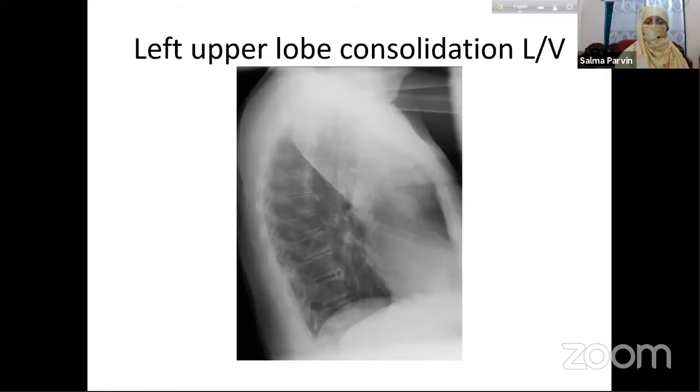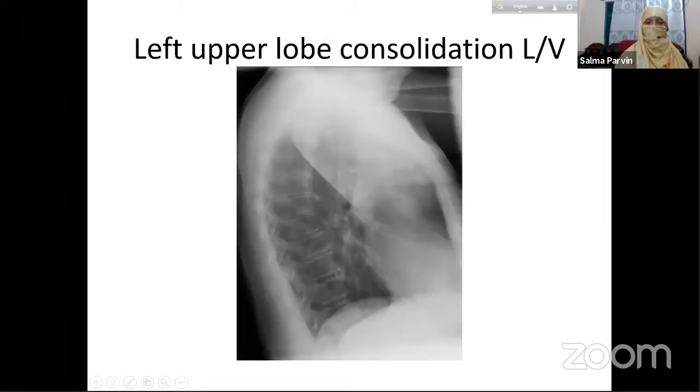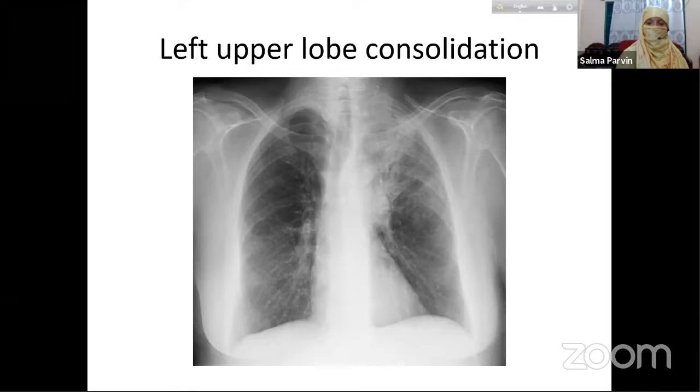What about the left upper consolidation in the lateral view? Scattered and discrete consolidation is bounded by the long fissure, giving this large triangular opacity in front of the hilum. So this is left upper lobe consolidation. There is possibility of left hilar extension of a hidden malignancy that will be ruled out. The costophrenic angles on both sides appear the same.